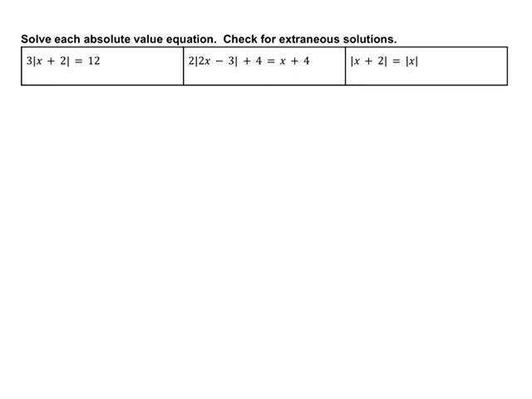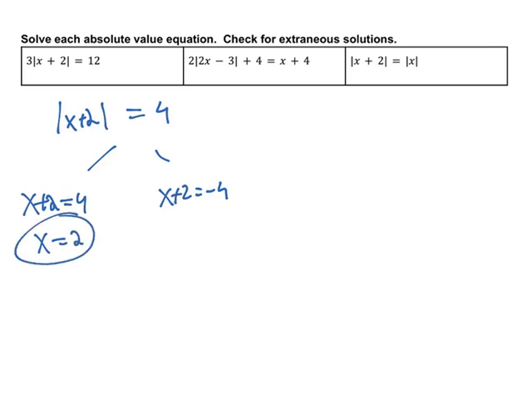Solving each absolute value equation. All right, we start off by isolating the absolute value, and then we split it into the two equations that we get. x plus 2 is 4, x plus 2 is negative 4. That gives me an x value of 2. This gives me an x value of negative 6. I don't need to check my answers because there's no x value over there.